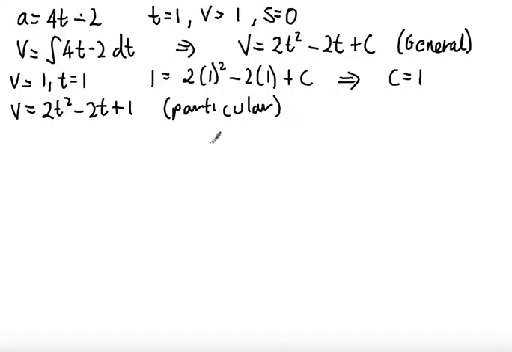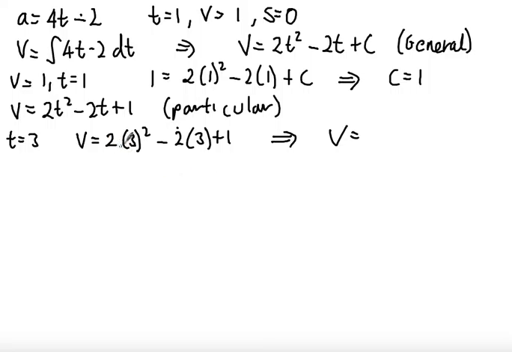And at this point, we can actually find the velocity at t equals 3. So I'm just going to substitute t equals 3 into the equation. So I've got v equals 2 lots of 3 squared minus 2 lots of 3 plus 1. And so we get v equals 18 minus 6, which is 12, plus 1, which is 13 meters a second. Okay then, so continuing on, now we need to find the displacement. The displacement is found by integrating the velocity.